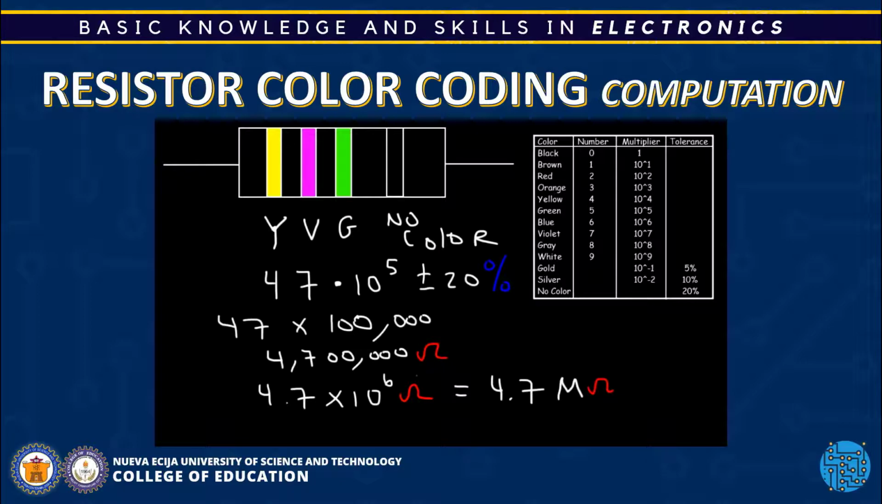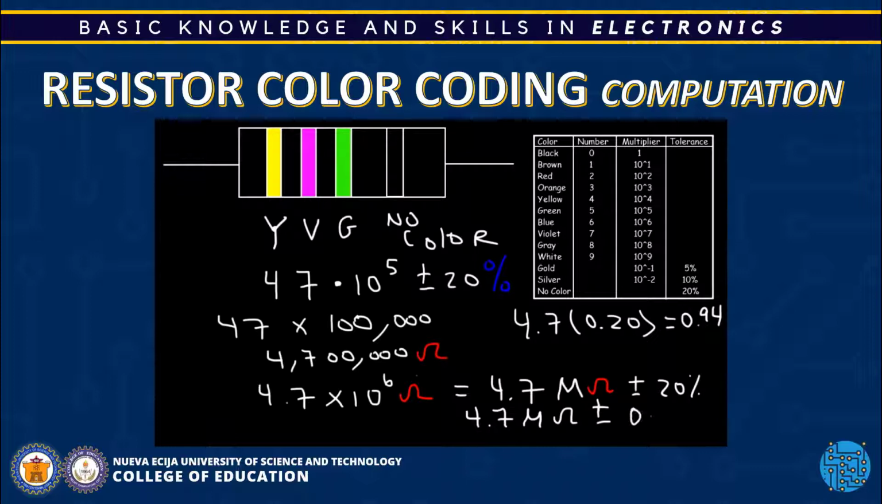Anytime you have a value above 1,000, it's common to write it in terms of kilo ohms. If it's above a million, you want to use mega ohms. So now, what is 20% of 4.7? So if we multiply 4.7 by 0.20, don't forget to divide 20 by 100, this is going to give us 0.94. So the resistance could be anywhere between 4.7 mega ohms plus or minus 0.94 mega ohms. The unit has to be the same.